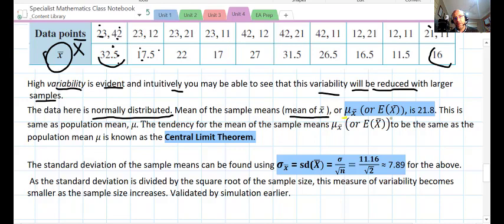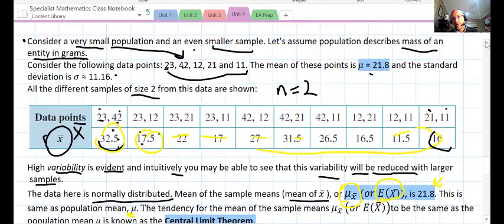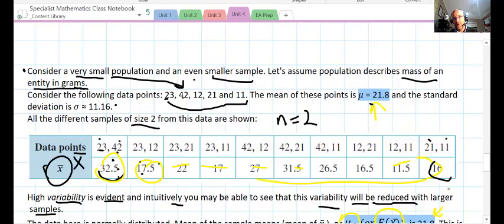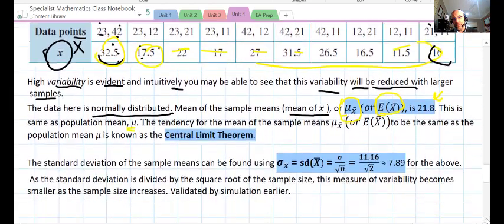is often written as expectation or expected value of x bar, or sometimes mu subscript x bar. If you find the means of all of these numbers, right through to the end, you get 21.8, which is the same as the population mean. The population mean is 21.8, and so is the mean of all the sample means.